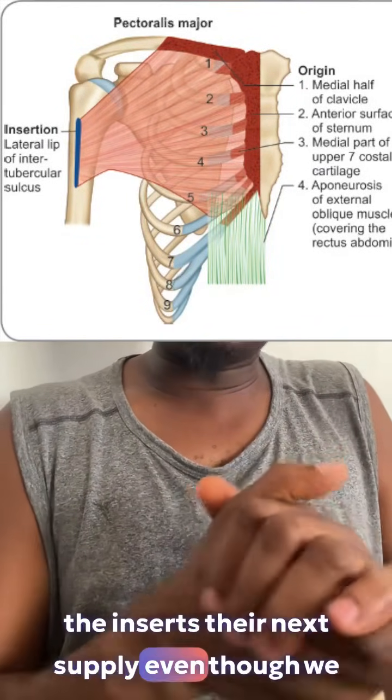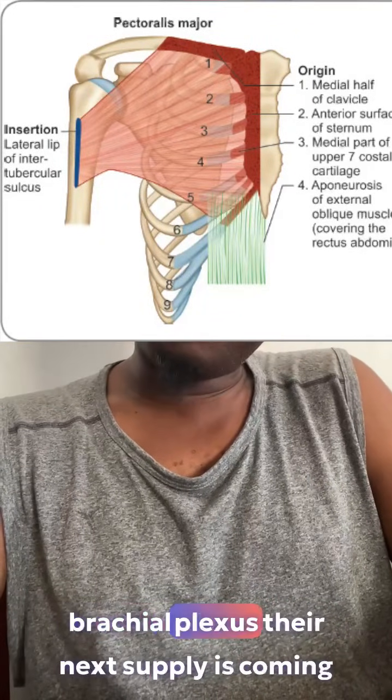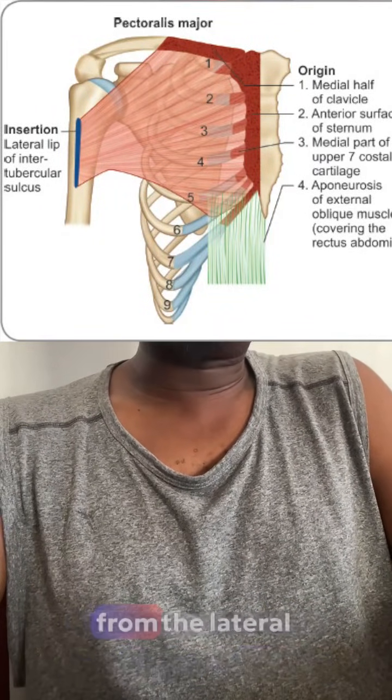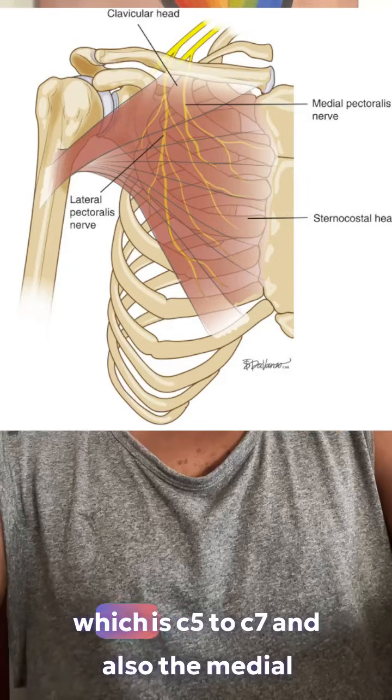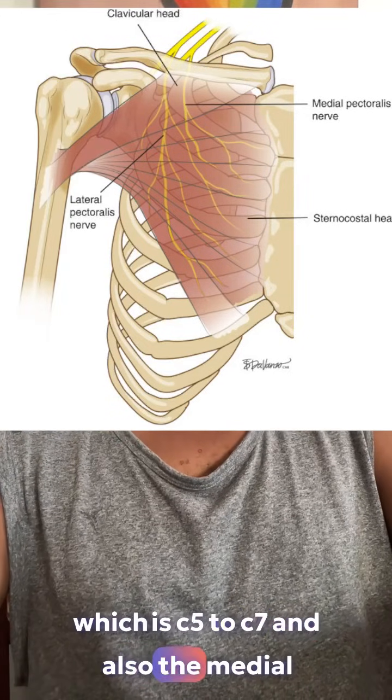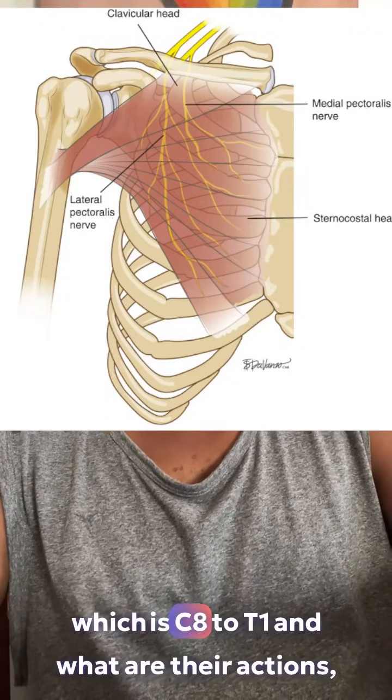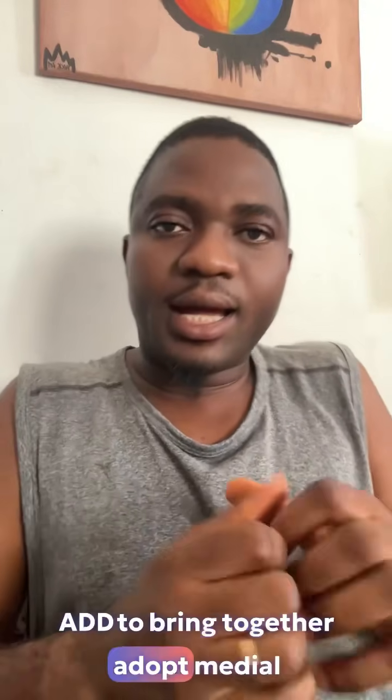Their nerve supply, even though we have not spoken about the brachial plexus, is coming from the lateral pectoral nerve, which is C5 to C7, and also the medial pectoral nerve, which is C8 to T1. And what are their actions? Important: adduction, to bring together, and medial rotation.